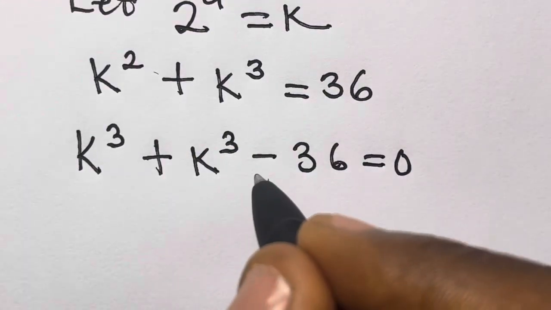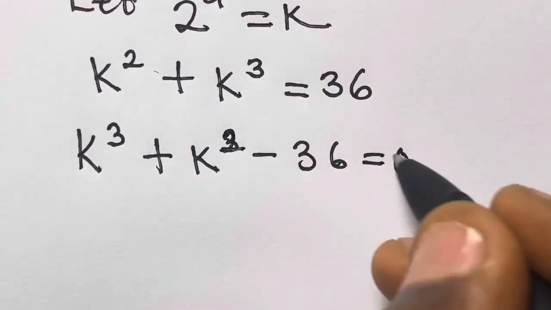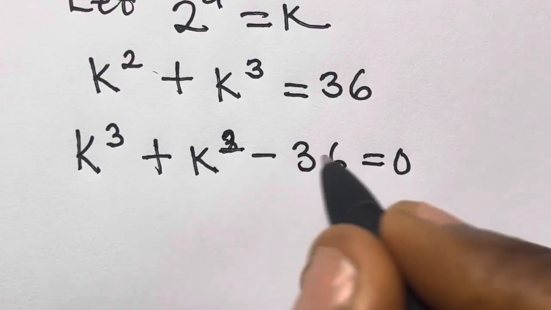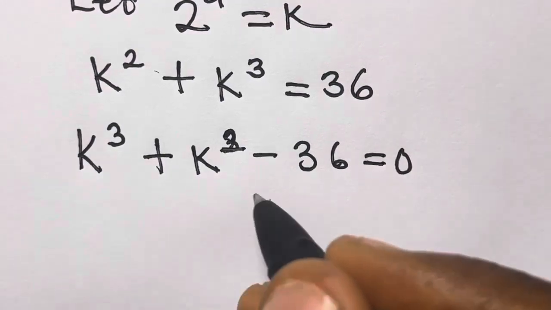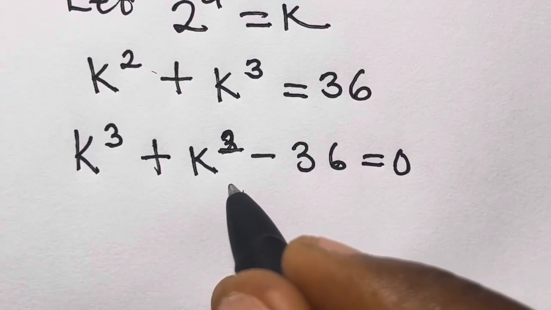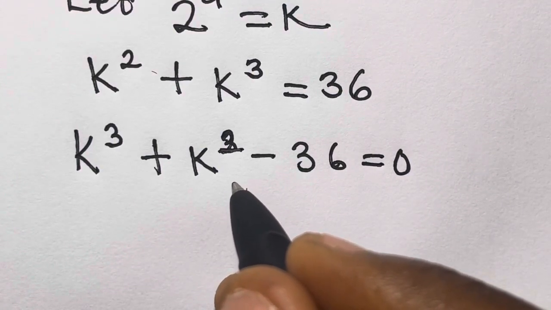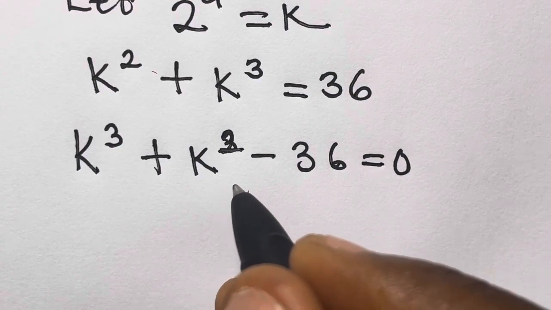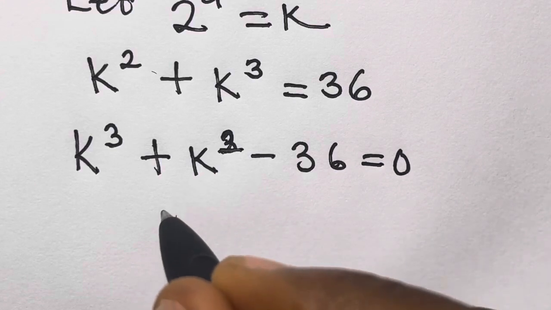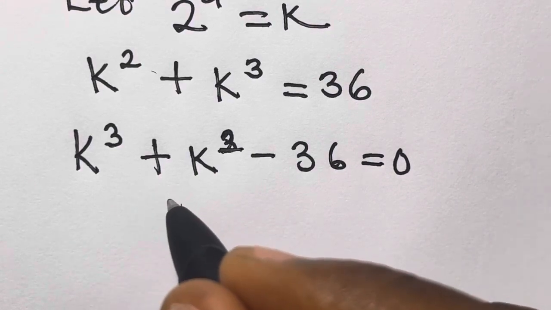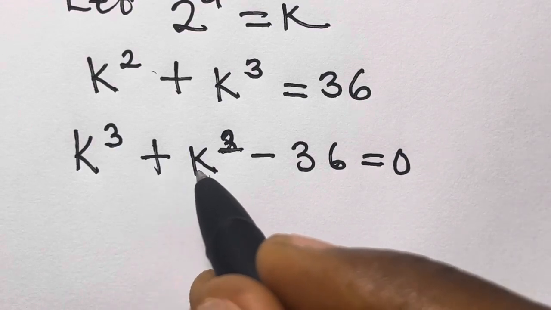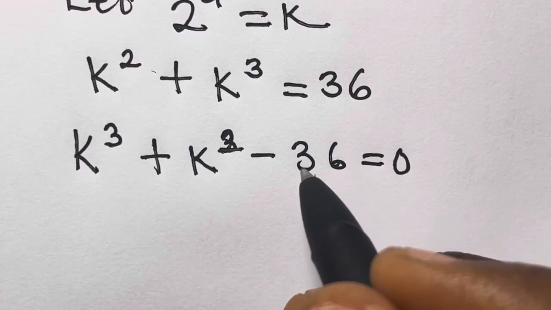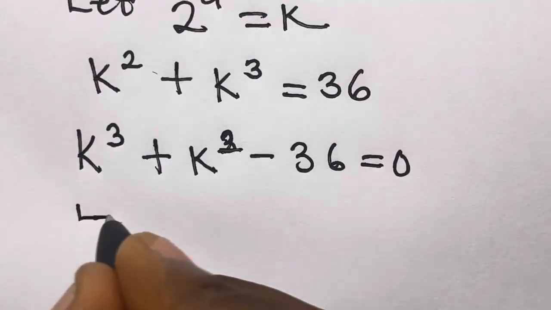Looking at this equation, you observe that this is a cubic polynomial. There are ways to solve this, but one of the finest ways is to just find a factor. What number can you substitute into this to make it equal 0? You can just try 3.